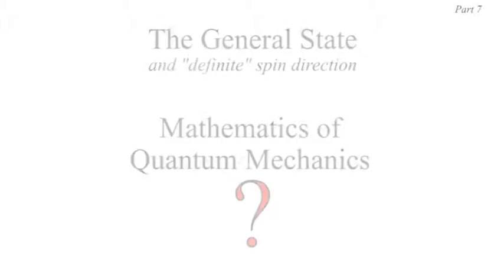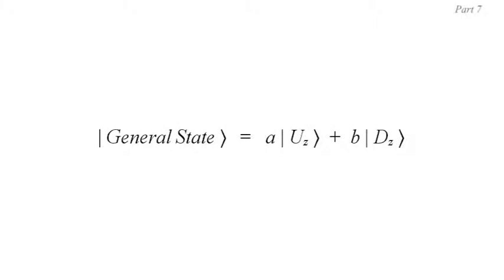And let me illustrate. Here is perhaps the most general state we can write down for an electron in terms of its spin and using our Z basis of states. The general state is some constant A times the up state plus some constant B times the down state. A and B can be complex numbers, and they must satisfy the normalization condition A star A plus B star B is equal to 1.